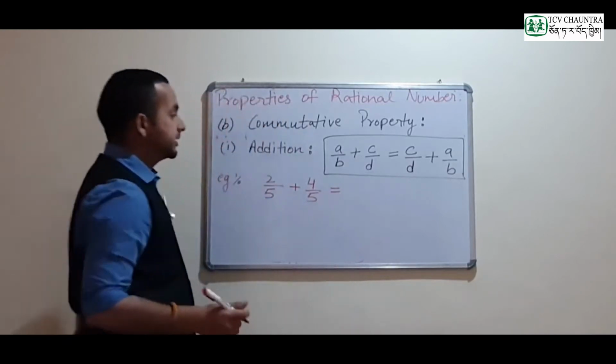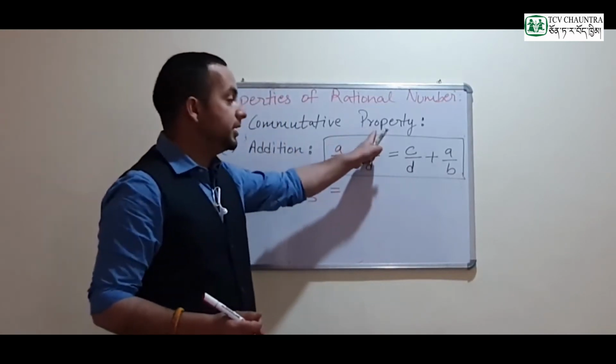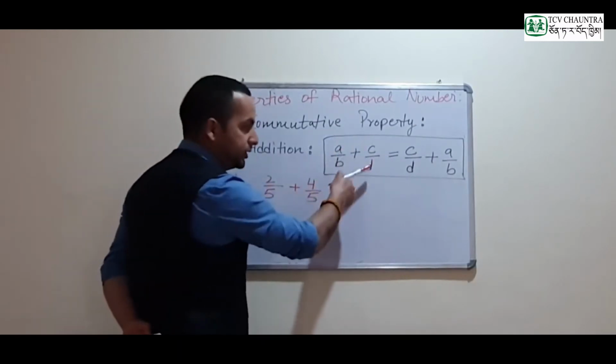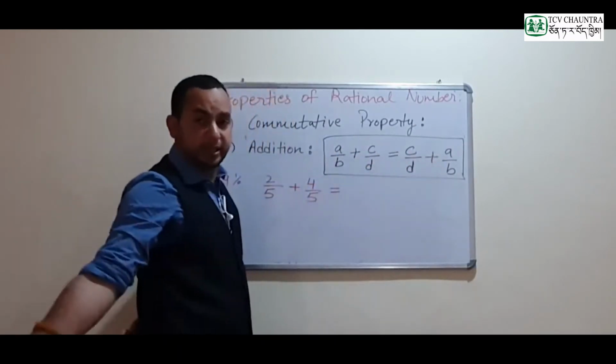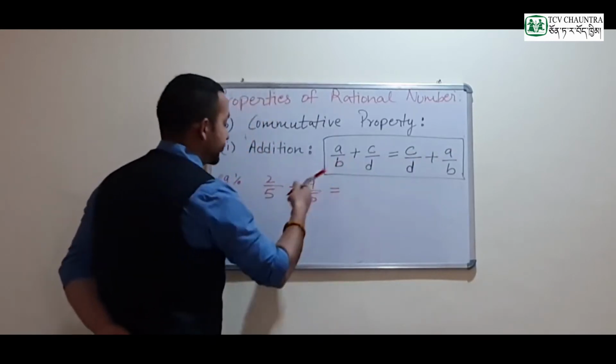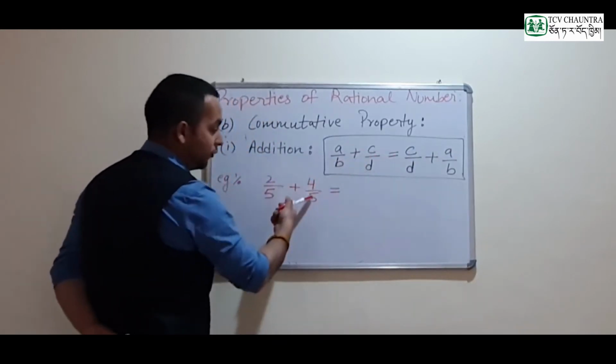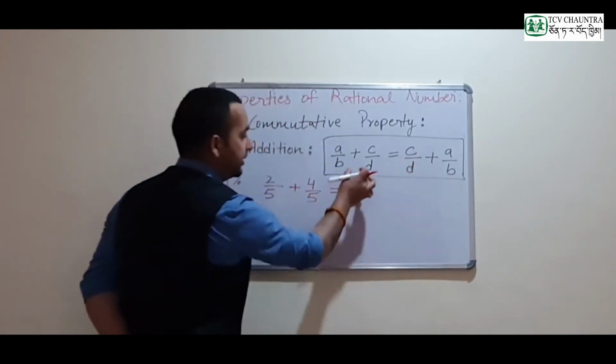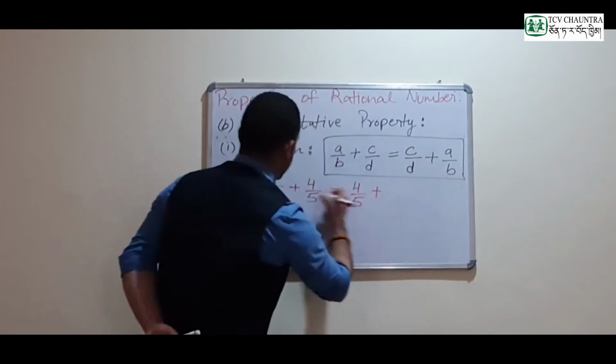The commutative property in general form is a plus b is equal to b plus a. The a upon b plus c upon d equals c upon d plus a upon b. So using the formula, 2 upon 5 plus 4 upon 5, and c upon d is 4 upon 5, so 4 upon 5 plus 2 upon 5.